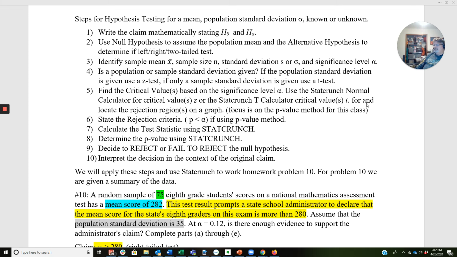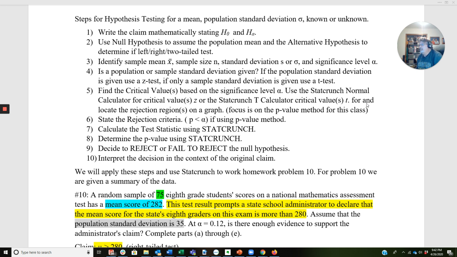Okay, now we're going to start working through some of the hypothesis test questions that you are asked in the homework. I'm going to start with homework problem 10. We're going to do an example there, which is where we have a summary of the data and we're going to be looking at a mean.